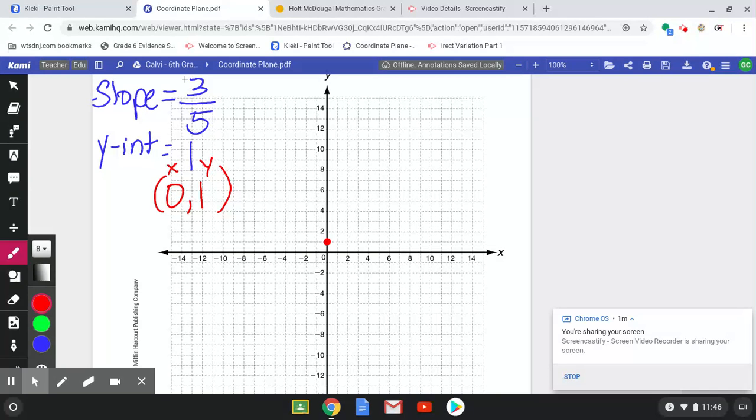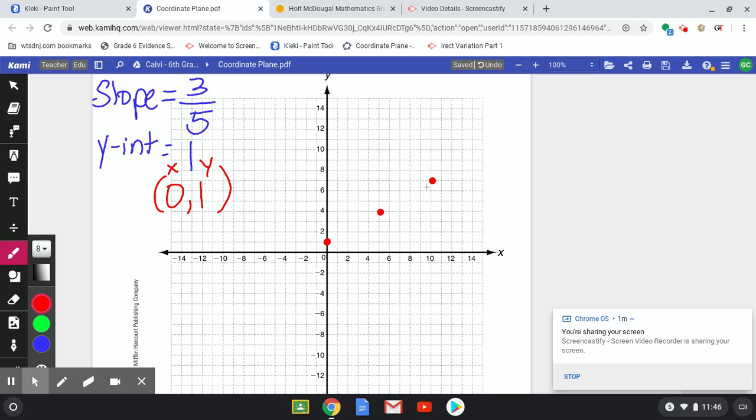All right, now this is where I'm going to use my slope to find my second point. My rise over my run. So I have 3/5. Because my 3 is positive, I'm going to go up 3 units from the point that I already plotted. So 1, 2, 3. Remember, I always run right. So I'm going to run right 5 units. 1, 2, 3, 4, 5. Plot a point. If I want more points, I'm going to go up 3 again, right 5.